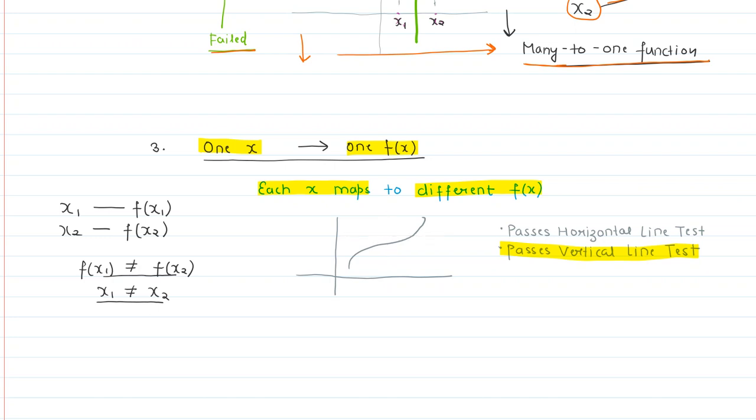Vertical line test means that it is a function. Horizontal line test means that it is a one-to-one function. But what is its significance?